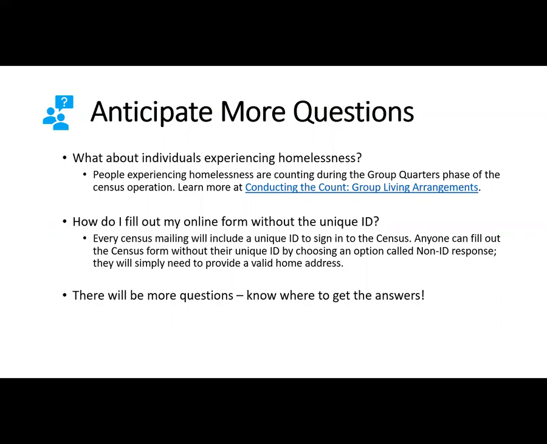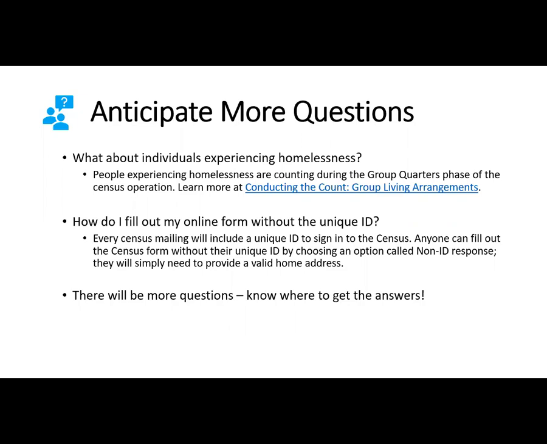Next question that I anticipate you might get, especially at a library, if you are encouraging people to fill out their form in your library, is how do I fill out my online form without a unique ID? Every mailing that goes to people's houses will have an ID on it, and that's how you sign in to take the census. If you do not have your unique ID handy, say you threw out the paper or you didn't bring it with you to the library, all you need to know is your address. Anybody can fill their census out, they just need to know their valid home address.